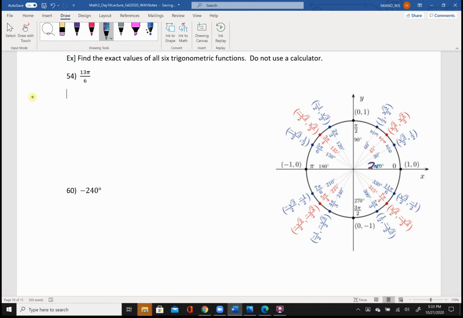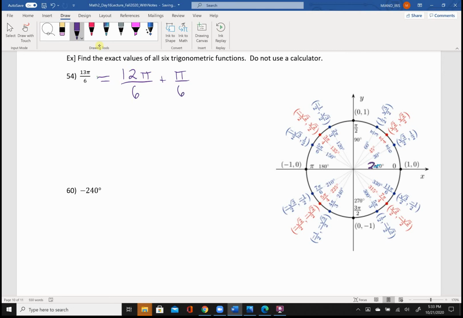You'll want to see if you can break this up into pieces. For instance, can I rewrite this as some form of 2 pi, and then separate it from some leftover bits? Sure enough, I can. Notice that this is equal to 12 pi over 6 plus pi over 6. You feel me on that?